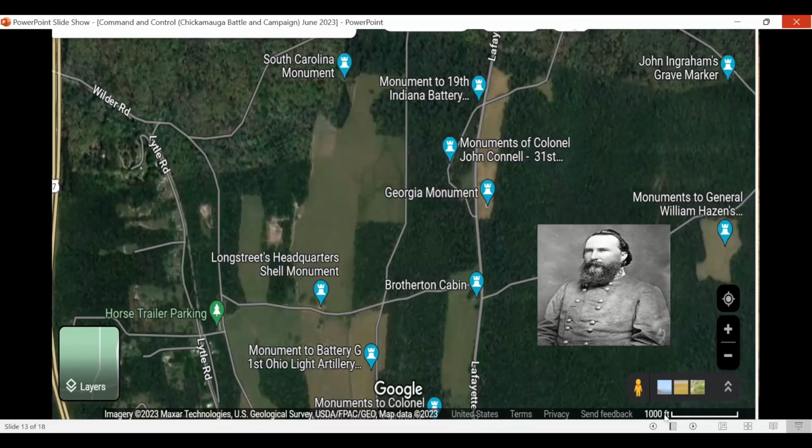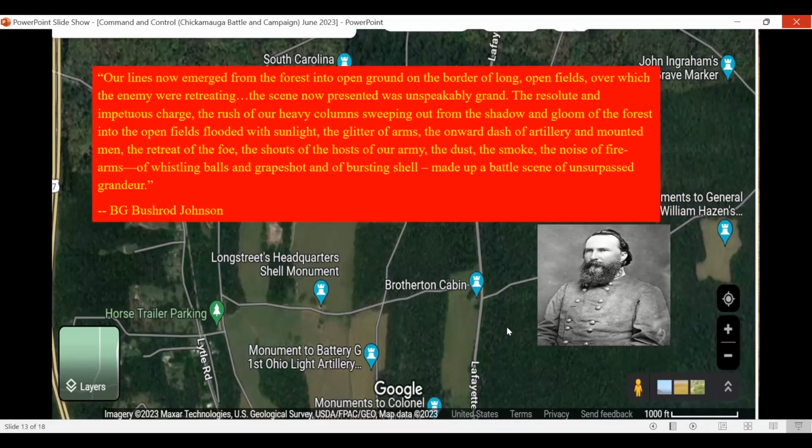And you look at this quote here from Bushrod Johnson, who was the lead division. He gives a very vivid and descriptive account of what he saw take place with the breakthrough as they're rushing past the Brotherton cabin and moving north. Again, certainly very flowery language there. Glitter of arms, fields flooded with sunlight, whistling balls and grape shot made up a battle scene of unsurpassed grandeur.